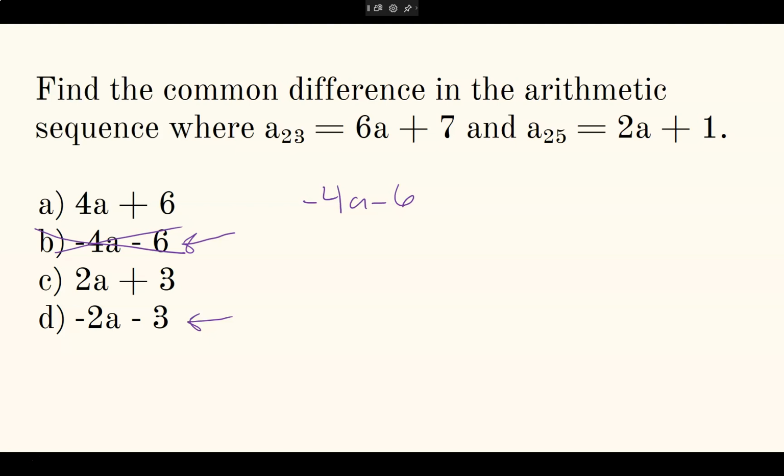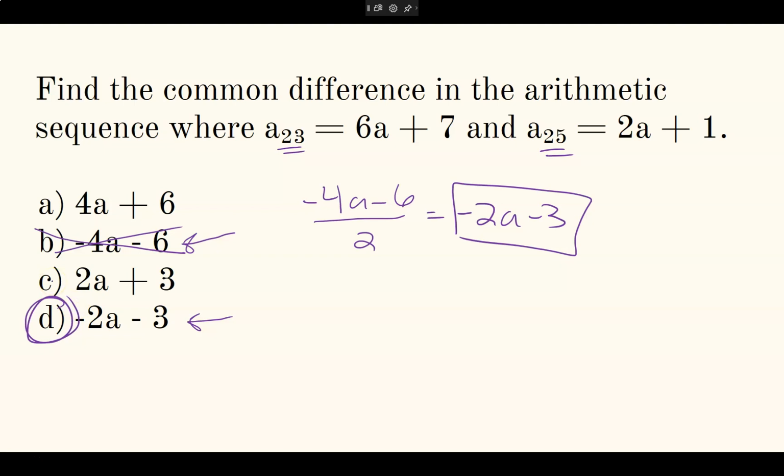What do you mean by simplifying? What do you mean? Because it went, there we go, I heard it. We went 2 spots from 23 to 25. This happened within 2 terms. So divide it by 2 because your difference happened twice to get there. So that gives me the negative 2a minus the 3. So that's why D is our answer.